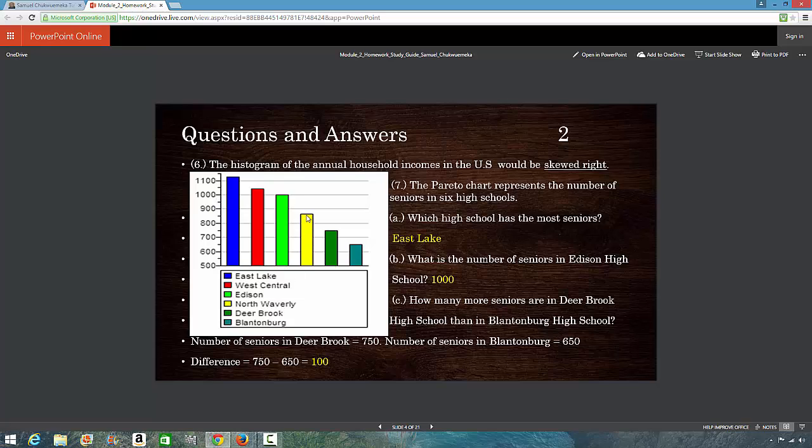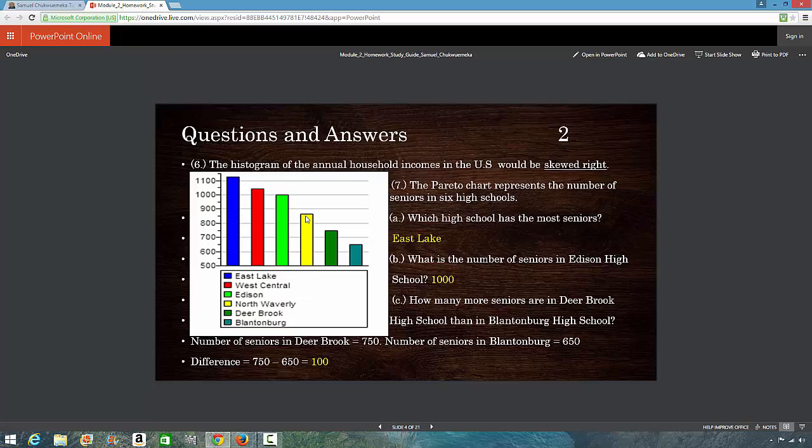North Waverly High School has about 850. Deerbrook High School has about 750. If you look at this, it doesn't really look like half of it. That's why I didn't say it was half of it. It's just lower than half of it, though. Between 1,000 and 1,100, you have 1,050. It's a little bit less than 1,050. But this one is 1,000, Edison High School.